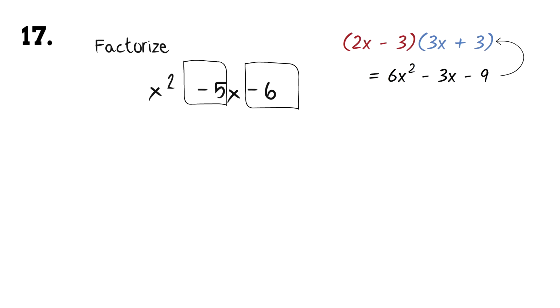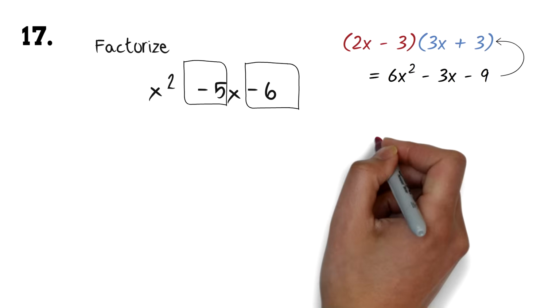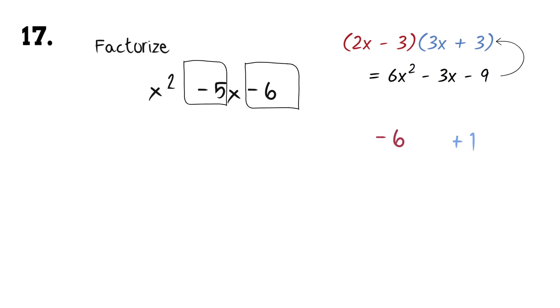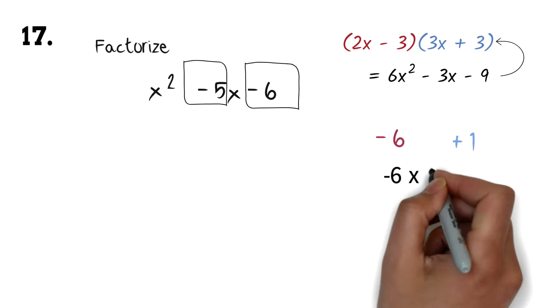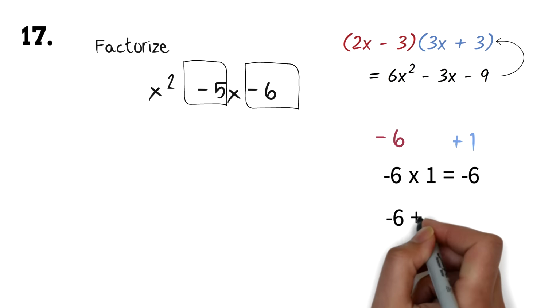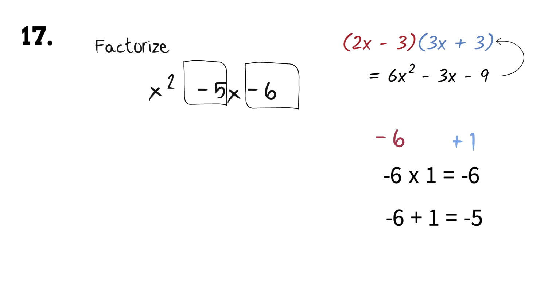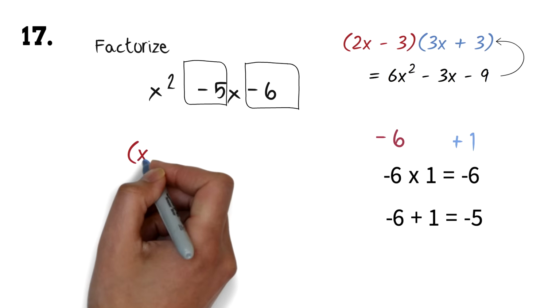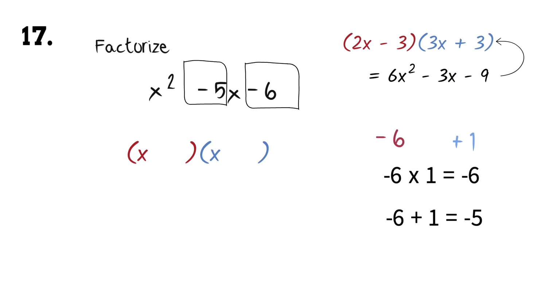The two numbers must also add up to get the coefficient of the x, which is negative 5. This takes some trial and error and depends mainly on how good your multiplication is. The two numbers here will be negative 6 and 1. Negative 6 times 1 will be negative 6. Negative 6 plus 1 will be negative 5. After finding these numbers, all you'll do is put them in the parentheses with the x, and you are done. So we have x minus 6, and x plus 1.